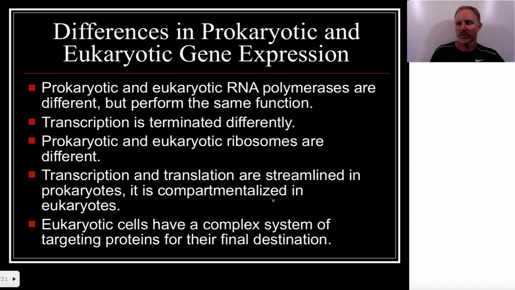And then transcription and translation in a prokaryotic cell are streamlined. They can occur at the same time because there's no nucleus. In a eukaryotic cell, they occur, of course, at different times. And eukaryotic cells, of course, have a complex system of targeting proteins for their final destination.